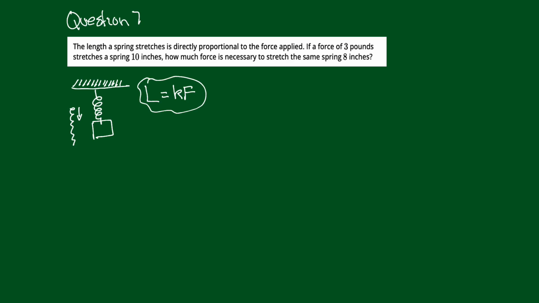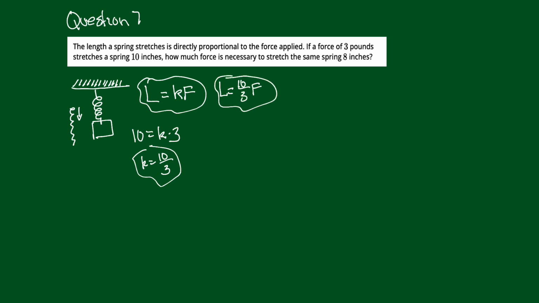Now, what do we know? We know if the force is 3 pounds, so if F is 3, the spring will stretch 10 inches. So we know this: 10 is equal to K times 3 pounds. So K is equal to 10/3. So put that back up into our general equation. L is equal to 10/3 F. There's our particular variation equation.